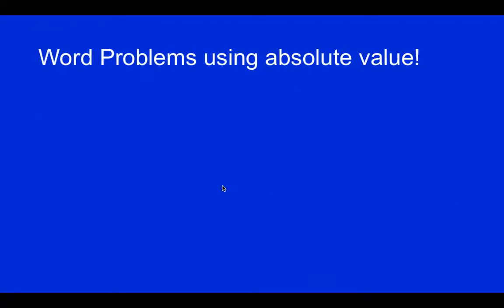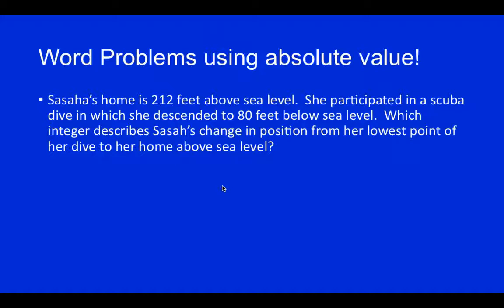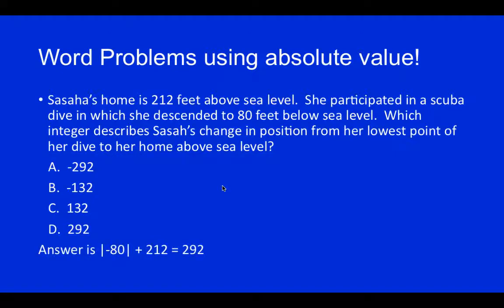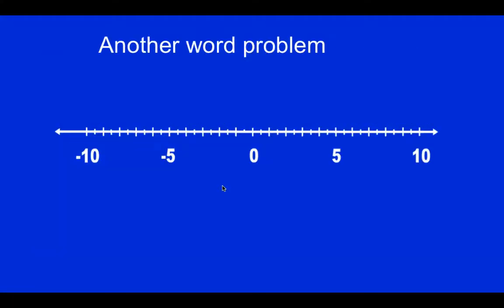Word problems using absolute value. Sasha's home is 212 feet above sea level. She participated in a scuba dive in which she descended to 80 feet below sea level. Which integer describes Sasha's change in position from the lowest point of her dive to her home above sea level? So which one do you think it is? The answer is D. I take the absolute value of -80 plus 212.